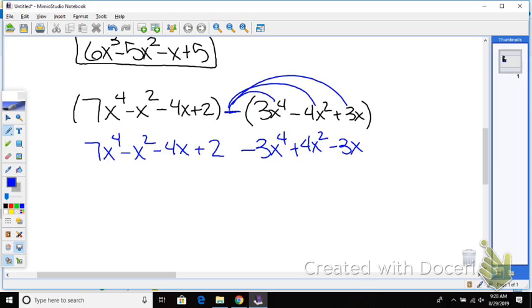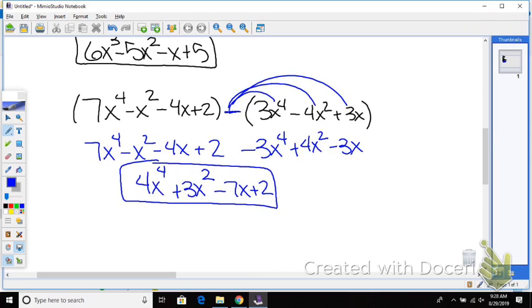Okay, let's see if we agree. Is this what you guys got? 4x to the 4th plus 3x squared minus 7x plus 2? Yep. Okay. So that's basically adding and subtracting. Adding is just combining like terms. Subtracting after you distribute the negative is combining like terms. Can we move on to multiplying? Okay. All right. Multiplying polynomials.